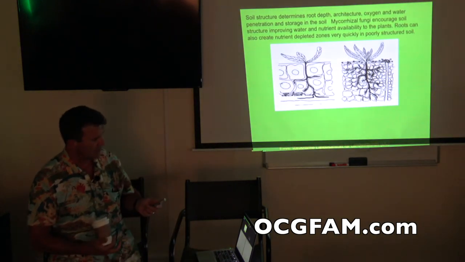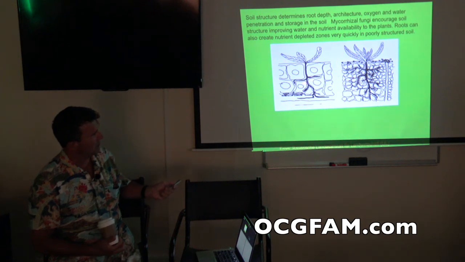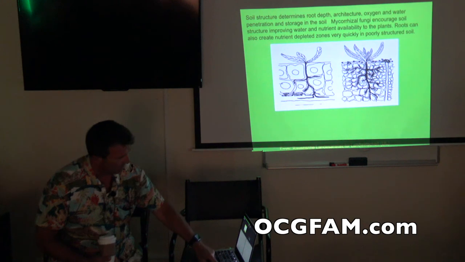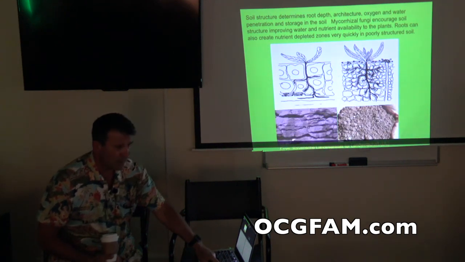And you want good structure in your soil so the roots can penetrate into the soil and get the air and water into the soil, but also so you can access the nutrients in all these little tight spots in soil. This blocky or platy structure is tough for the roots and the mycorrhiza to access the nutrients in the soil. So you want good granular soil and not massive blocky platy structure.